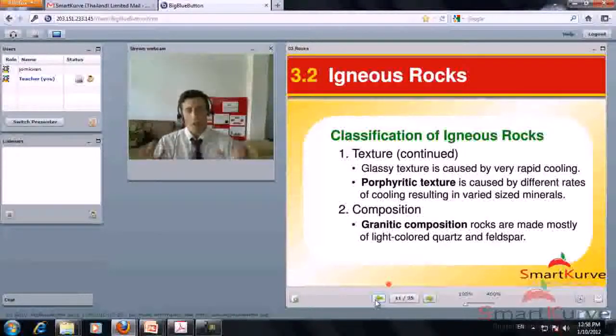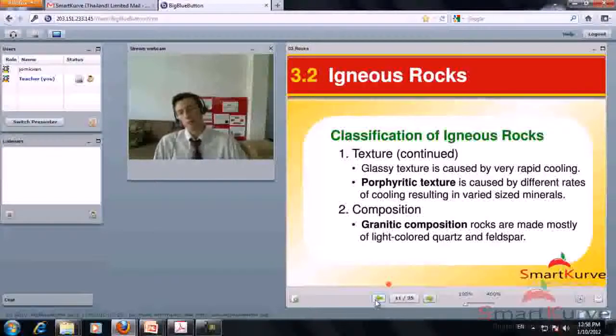The other way we can categorize igneous rock is by composition. What's the chemical composition of these rocks? What elements are in these rocks? Now remember our lesson on minerals. We talked about many different types of minerals and what elements are in those minerals.